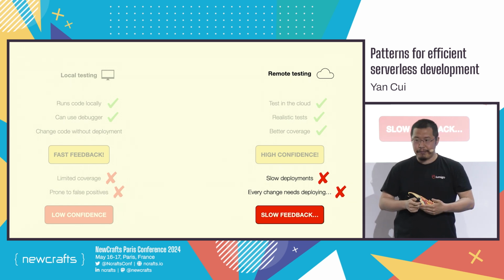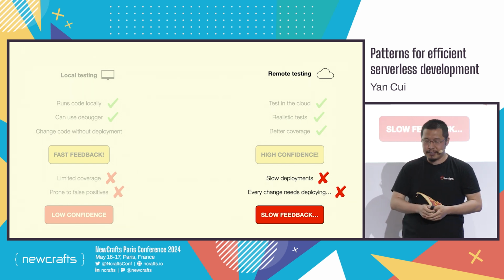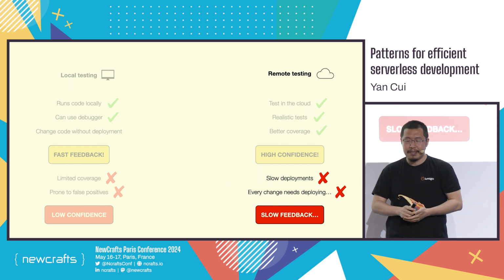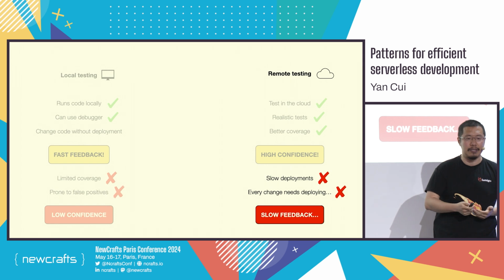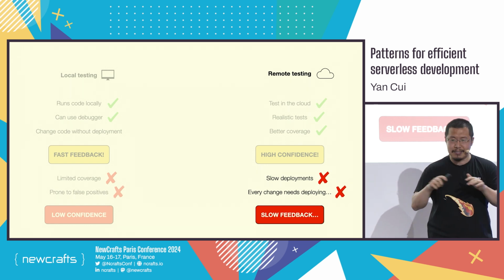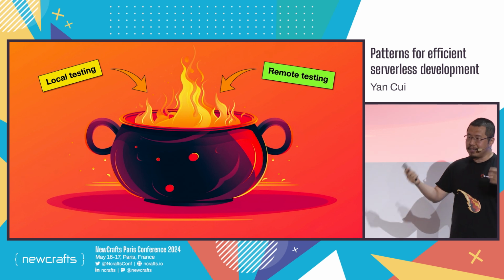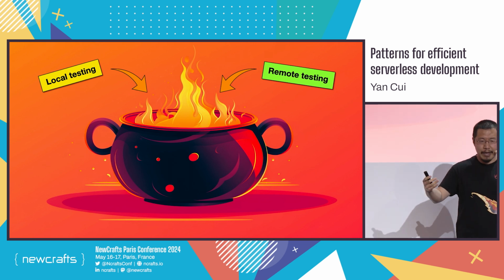But the problem is, if you have to make a code change, fix a typo, and you have to do a deployment and wait another 5 minutes, then of course that's going to be really slow, and it's going to really slow down your feedback loop between making a code change and seeing if it's working as you expect.